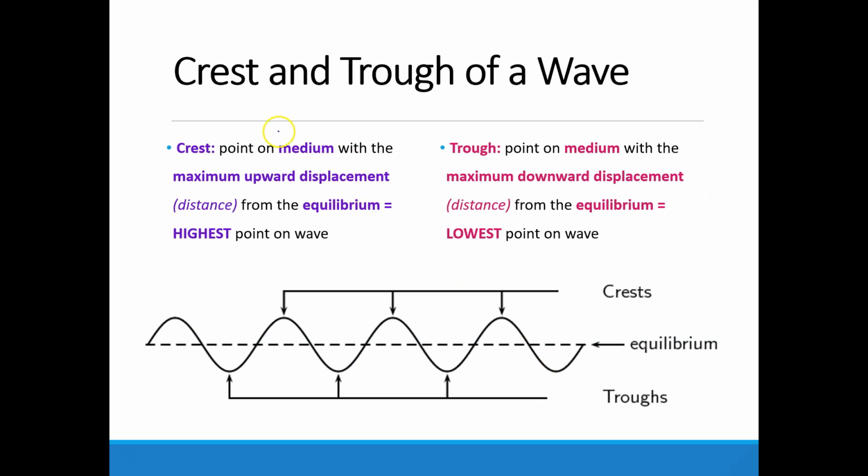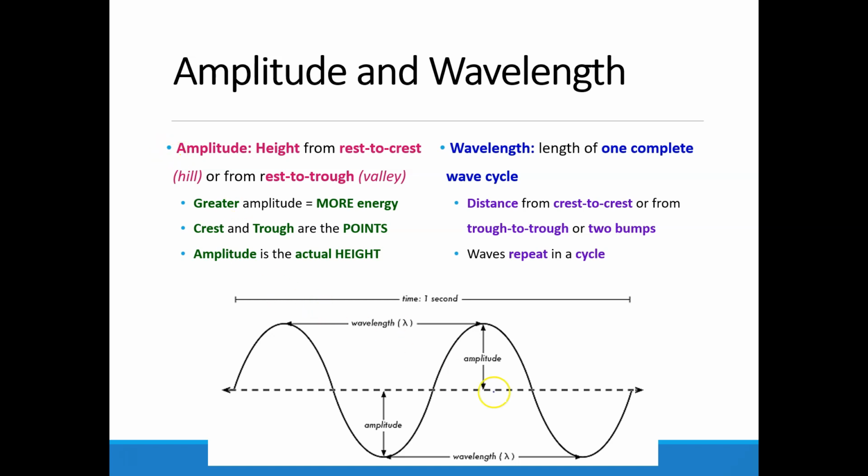Okay, so that being said, when we're talking about waves, remember that the highest point on a wave is called a crest. So it's just a single point, and the lowest point is called a trough. Again, just a single point right here. The amplitude, on the other hand, is the actual height. So that's the total height from the equilibrium up to the highest point. So the height of the hill here. It could also be the depth of the valley. And a wavelength is the length of one complete wave cycle.